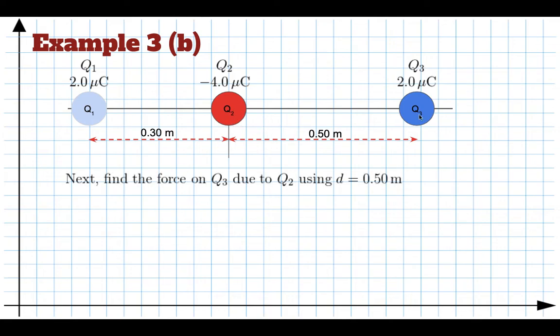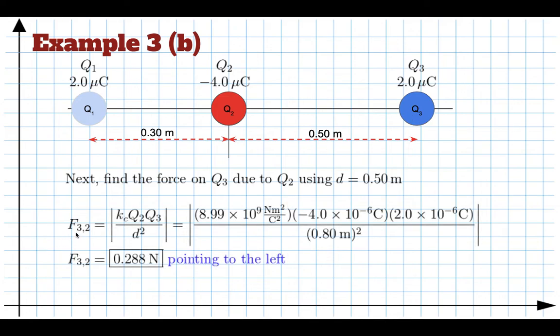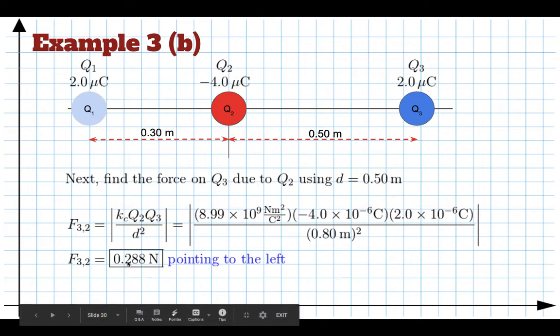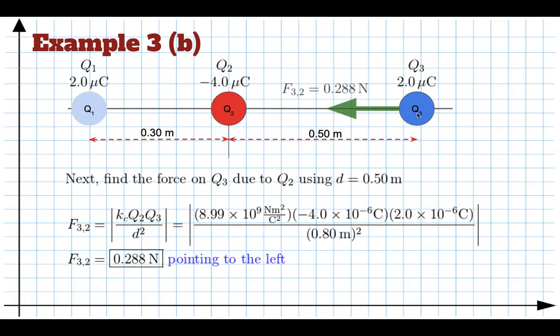The distance between those centers is 0.5 meters, and Q2 is negative 4 microcoulombs. Q3 is 2 microcoulombs. So we can plug in all those numbers to our formula and find the force on charge 3 due to charge 2. Remember, we always use the absolute values, so the size of the force is 0.288 newtons, and that is pointing to the left because this is a negative charge and this is a positive charge, so they're attracted to each other. So the force on charge 3 due to charge 2 is 0.288 newtons to the left. It's pointing this way.